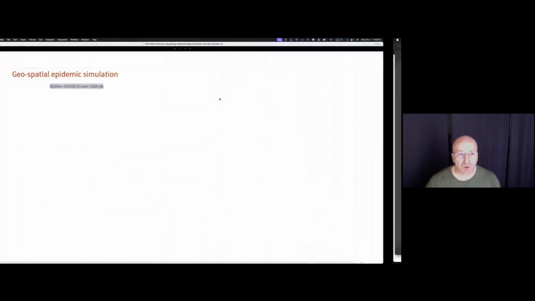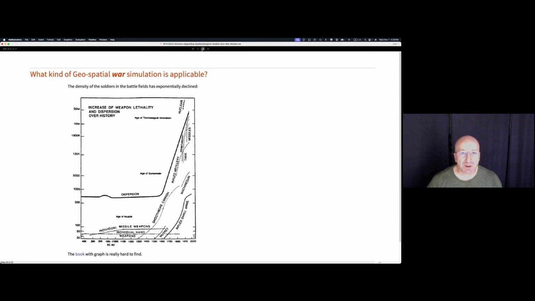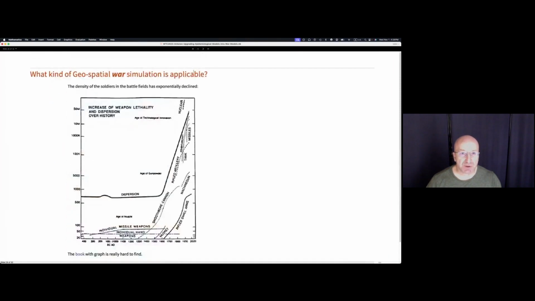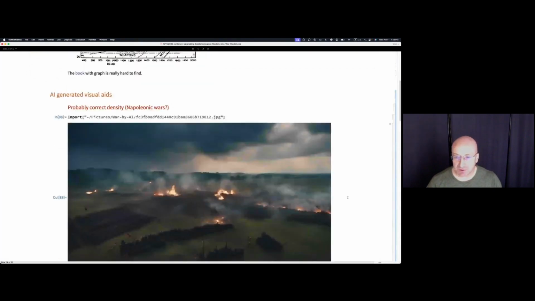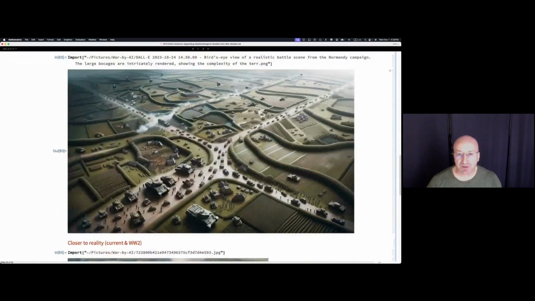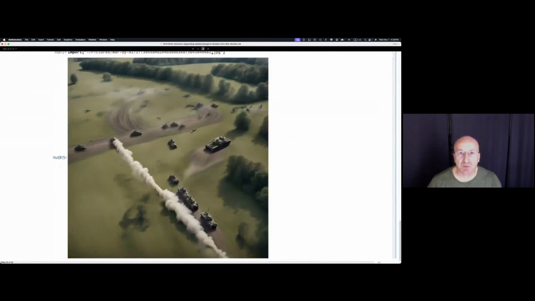Turns out that no, modern warfare doesn't work like that. Actually, if anything, the density of soldiers on the field has rapidly decreased. I had some visual aids for it. Let me see. I spent some time doing it. So no, we don't have this. We have something like that, a very sparse type of military warfare.